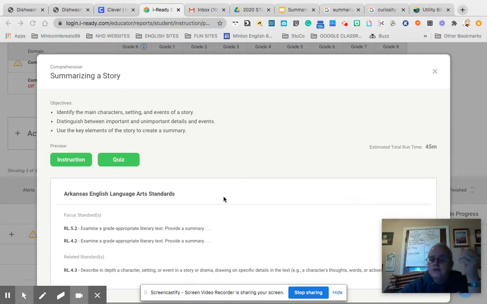This is a very important skill to learn. Sometimes you actually have to reread the story. Some stories we hear and we get them just right away. Some stories we don't.